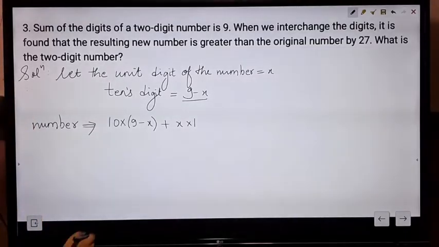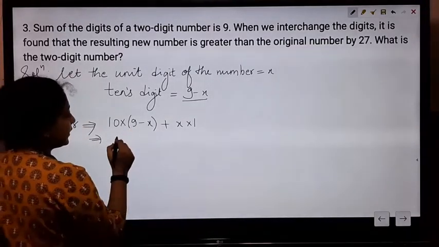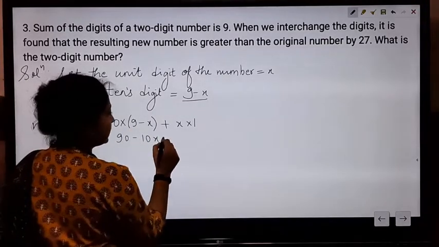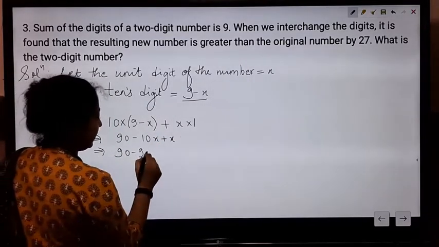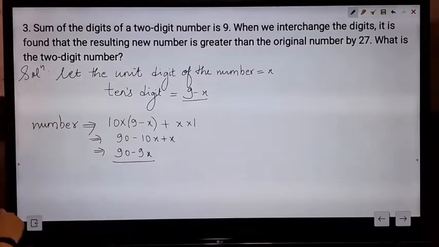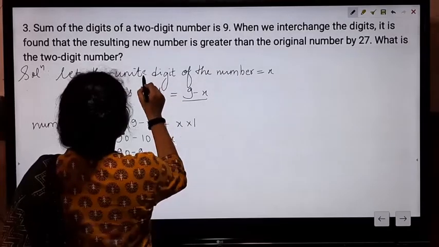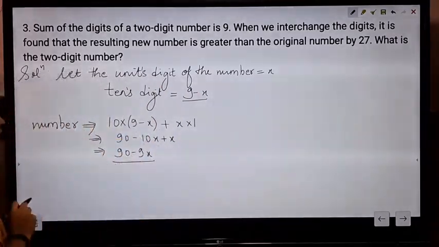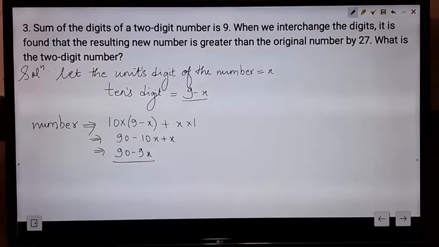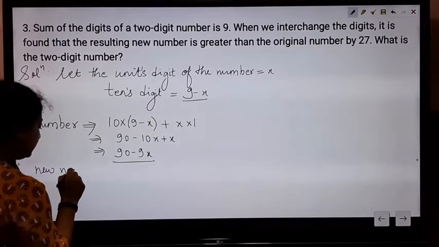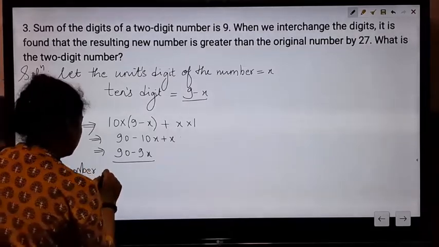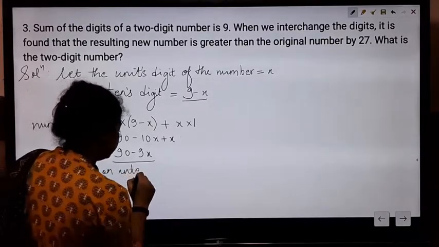We can simplify this and write it as 90 minus 10x plus x. This implies 90 minus 9x is our number. Okay. Now we have to interchange the digits. That means the units digit now comes on the tens position and the tens digit comes on the units position. So the new number is the new number on interchanging digits.